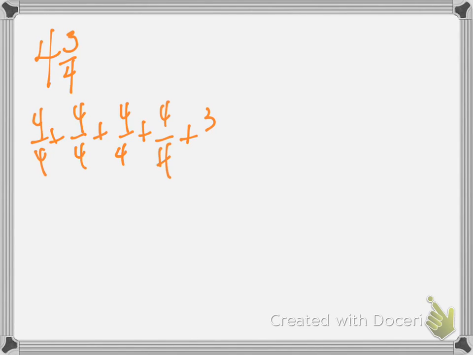Okay, so we could go 4 over 4 plus 4 over 4 plus 4 over 4 plus 4 over 4, because each of these equals 1. So 1, 2, 3, 4 plus our fraction. Our denominator doesn't change, so we add our numerators, 16, 17, 18, 19. So our improper fraction would be 19 over 4.